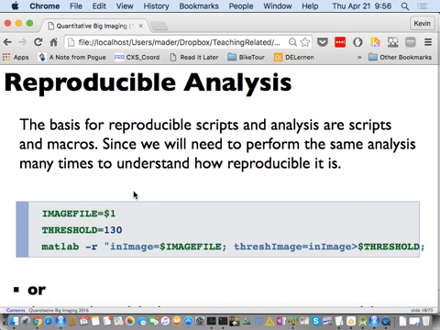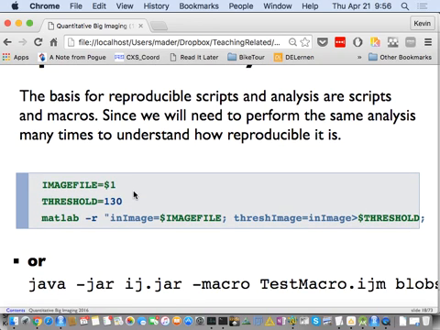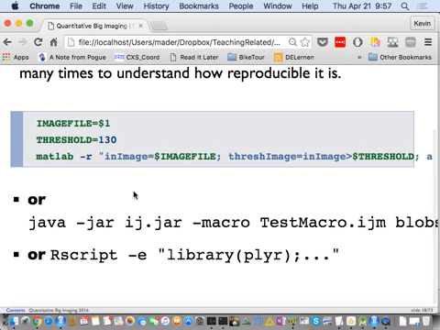In terms of reproducible analysis, think about one possible way of doing this. Here is a very simple analysis as a MATLAB script, where you have an image file that goes in, a threshold, and then some code that's run on your image. With a script like this, you can run it on many different samples and simply change the image name to run it on different ones. In Java with ImageJ, or in R, you can do the same sorts of things, where you have your libraries and everything in one line so that you can execute one command, and it does your analysis from start to end.